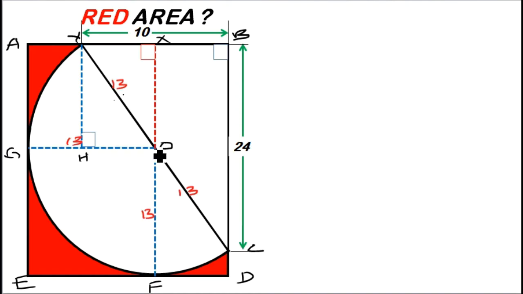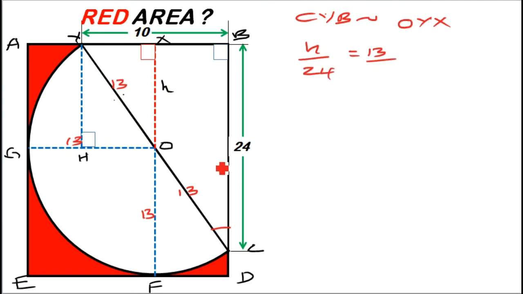Now, if we let this height from O to X be small h, then we can actually use congruence to determine the value of small h. Because you can see triangle CYB is congruent to triangle OYX. So if you compare the heights, you start with the height small h over the big H, which is 24, is equal to the smaller hypotenuse, from O to Y, which is 13, over the bigger hypotenuse, from Y to C, 13 plus 13, which is 26.